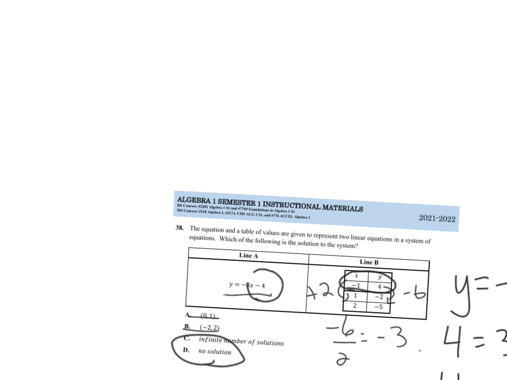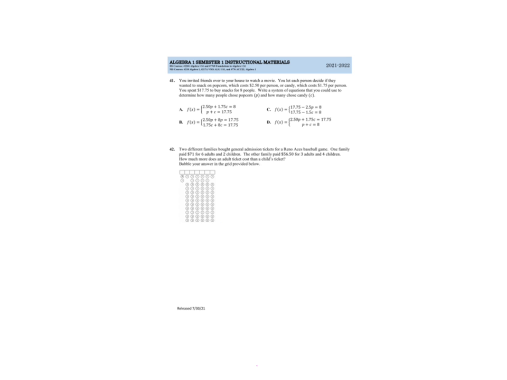Okay, next page. You invited friends over to your house to watch a movie. You let each person decide if they want a snack of popcorn, which is $2.50 per person. So 2.50p is a thing. This one doesn't even talk, right? So I have $2.50 a person, plus $1.75 per person, and I'm going to spend $17.75. So, $2.50 for popcorn, $1.75 gives me $17.75. That's the only one that even tells me that. $2.50 for popcorn, $1.75 for each candy, and I spent $17.75.